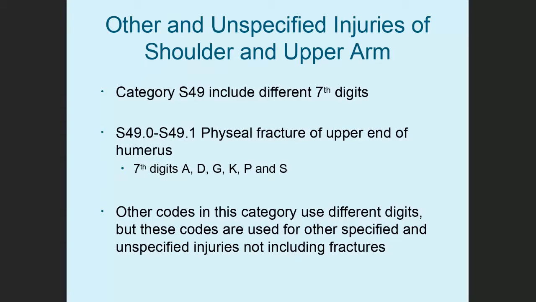So for other and unspecified injuries of the shoulder and upper arm, some of these are for physeal fractures. In that case, S49 says A, D, G, K, P, S. These are for physeal fractures. The other codes in this category, S49, use different digits, but these are codes for other injuries, not fractures. So we won't talk about those at this point.